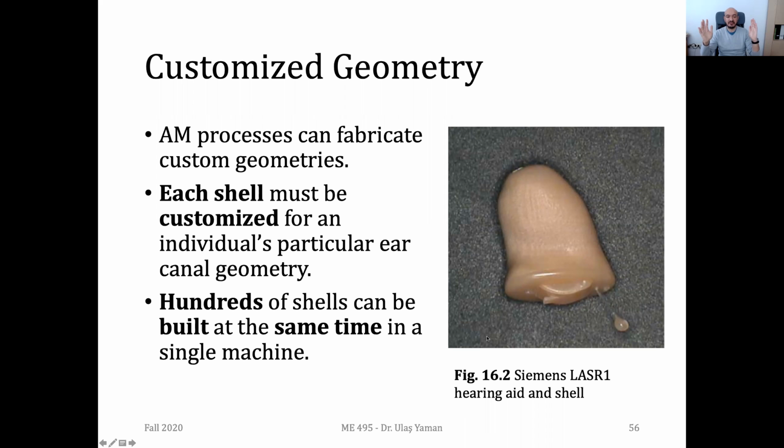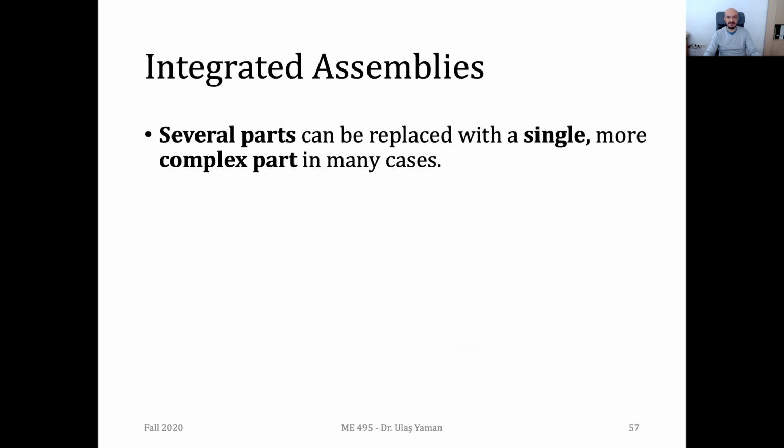So they use a single machine. Probably, since the sizes are quite small, they may produce hundreds of these hearing aids at the same time. So in a batch on the machine, you have 100 products, and these 100 products are not the same. They belong to individuals. And we call this mass customization.